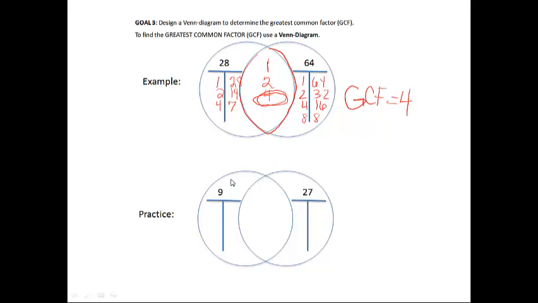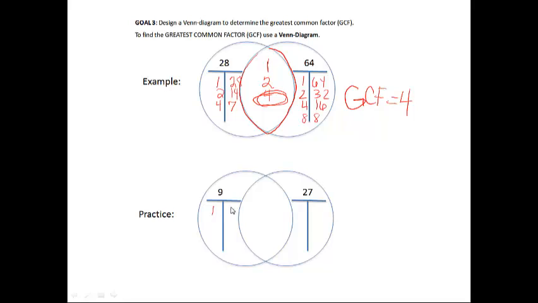Okay? Alright, so now you've seen the Venn diagram and where to list the factors and where to list the similar factors or the common factors. So I want you to pause. I want you to try 9 and 27 and then press play again and you can check your answers. Alright, good luck.